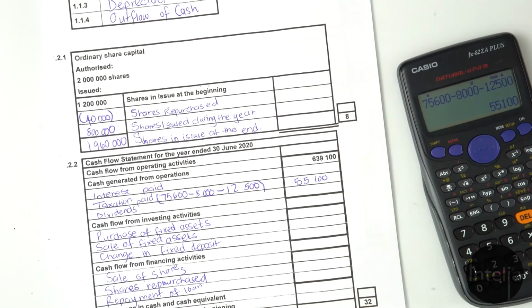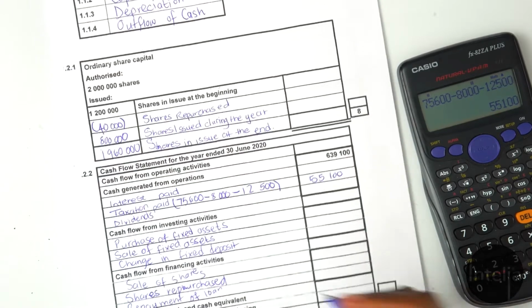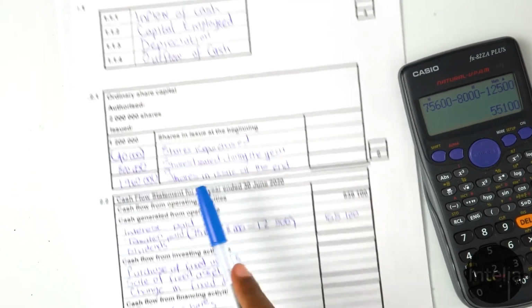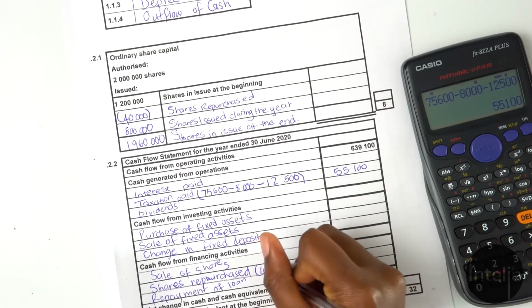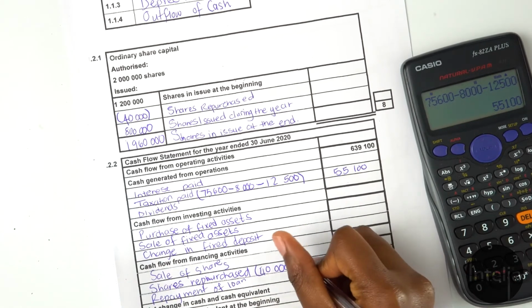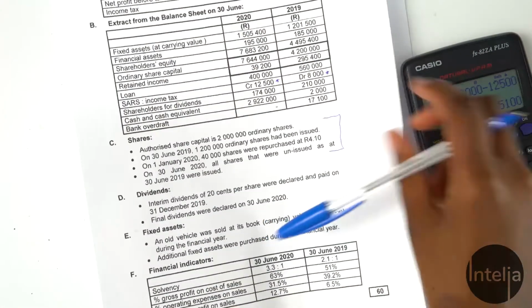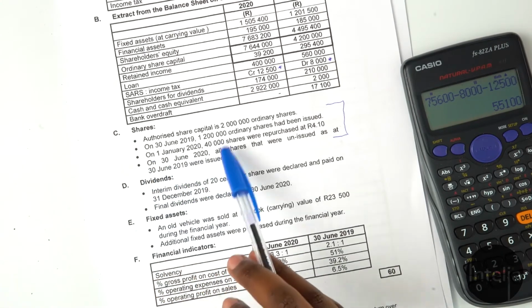55,100, right? The next one that I'm going to do with you is shares repurchase, because I didn't do it with you up here, but it's the same. So shares repurchased, we repurchased how many shares here? We repurchased 40,000, my bad. So 40,000 shares multiplied by, and here in our adjustment, they let us know that on the 1st of January, 40,000 shares were repurchased at 4 rand 10 cents.